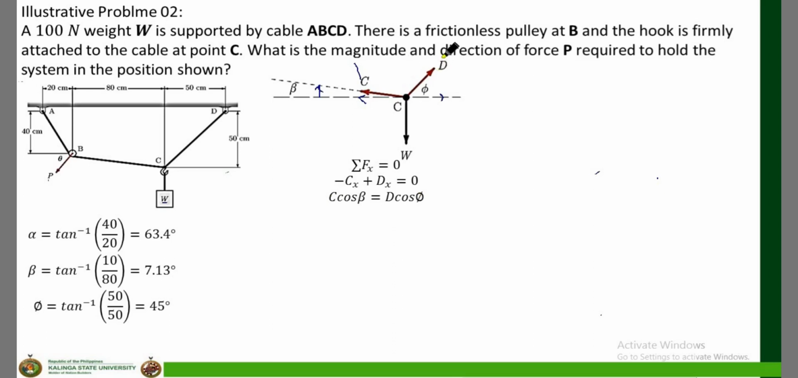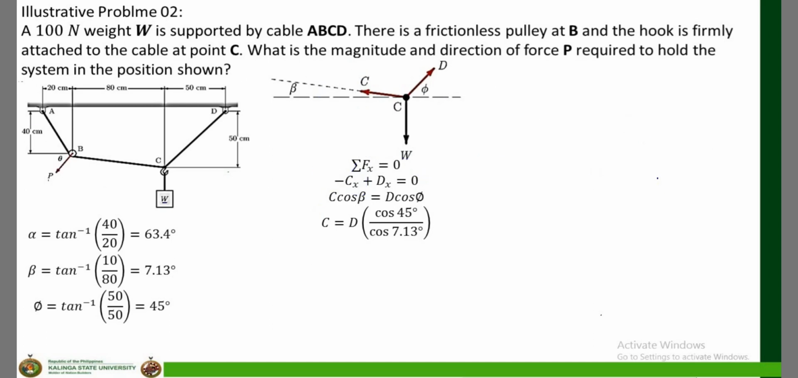For D, the angle of inclination is phi. You get why C cosine beta is equal to D cosine phi. If you transpose the negative Cx, it becomes positive. So C cosine beta is equal to D cosine phi. Then we substitute and solve using the values of beta and phi.